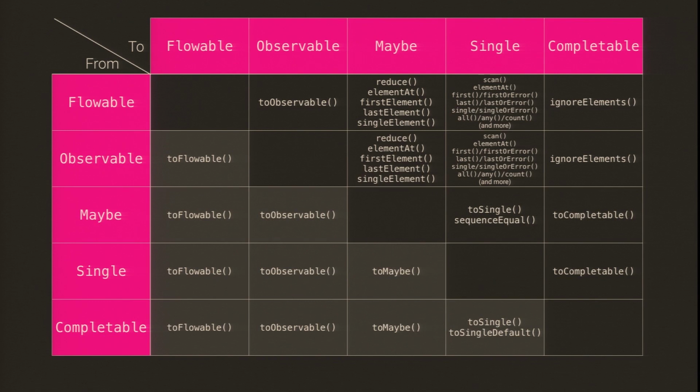And then in the bottom left, there are widening operators. These exist to take a type of one shape and turn it into a more representative type of another shape. So if you need to take a single and pass it to something that only knows about reactive streams types, you would call toFlowable and get back a flowable that is only going to emit one value, but that someone who only knows about those common interfaces can subscribe to.